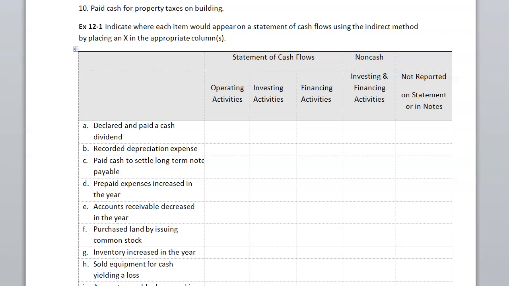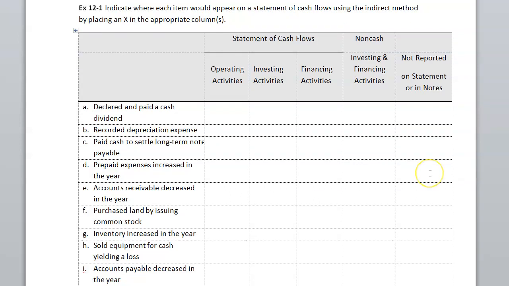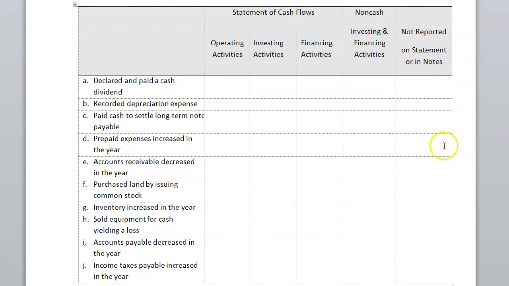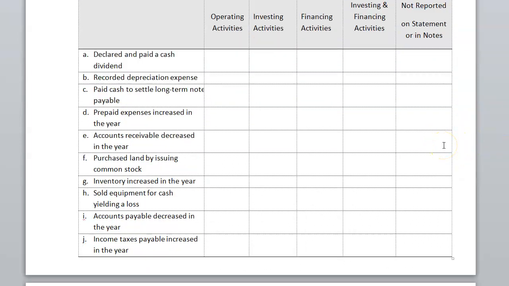Sold equipment for cash, yielding a loss. This one's a little bit trickier. The cash amount is going to be in our investing, but the loss is going to be in operating. It's one of the adjustments to net income. Accounts payable decreased in the year, operating. And income tax payable increased in the year, operating.